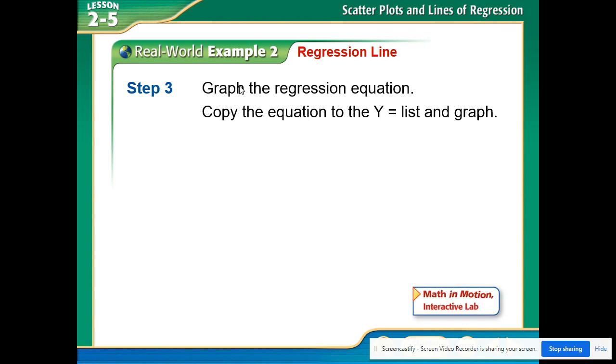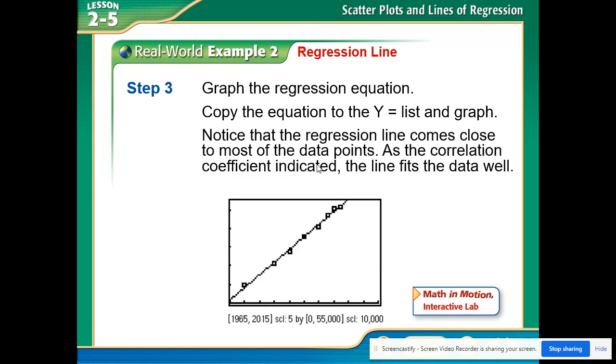Once we do that, we can go ahead and graph that. We can copy that y equals into the graph, and we should get a graph that looks something like this. Notice all those points are really close to that line. That's why the R value is really close to 1.